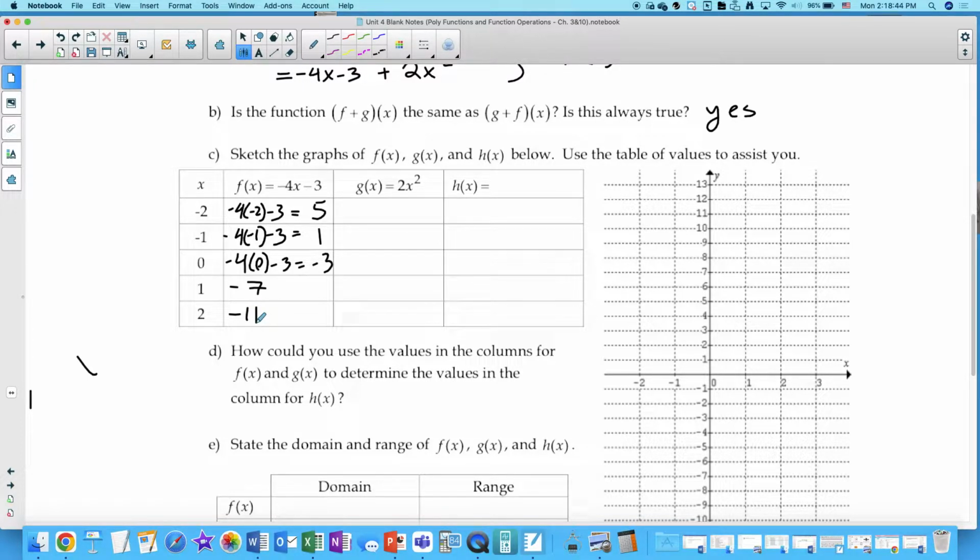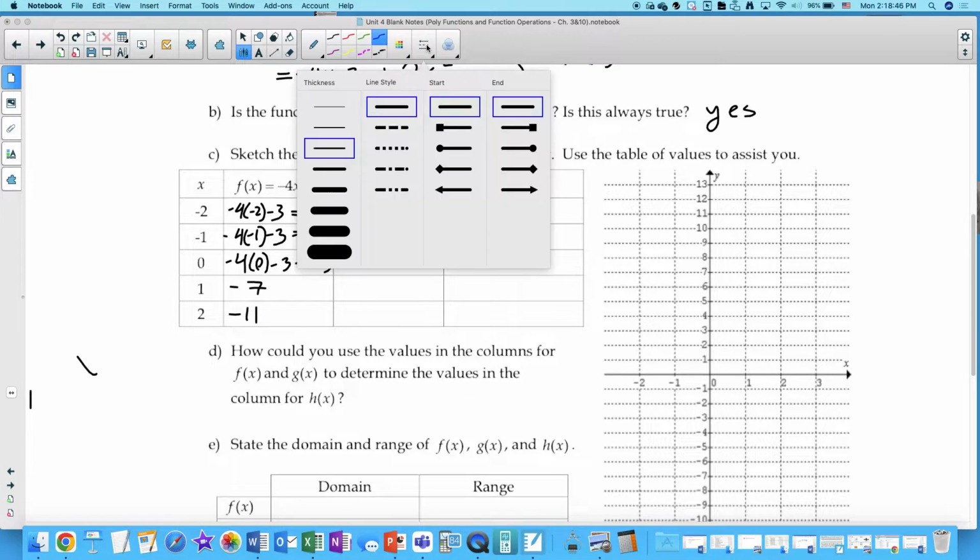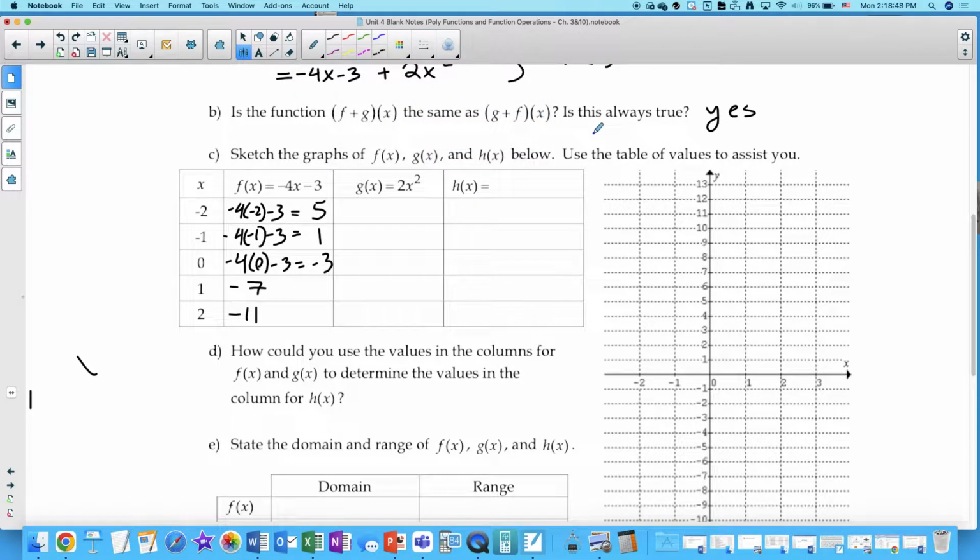Okay, and now I'm going to switch colors so that it's a little more clear when I'm graphing. So g of x is 2x squared, 2 times negative 2 squared, that's 2 times 4 is 8. And then 2 times negative 1 squared is 2 times 1 is 2. 2 times 0 squared is 0. This would be 2 times 1 squared is 2. And 2 times 2 squared, 2 times 4 is 8.